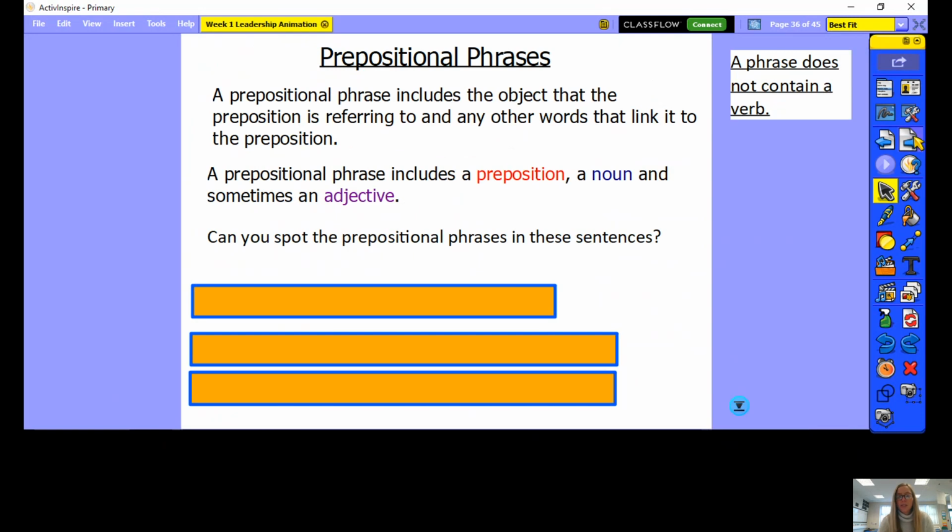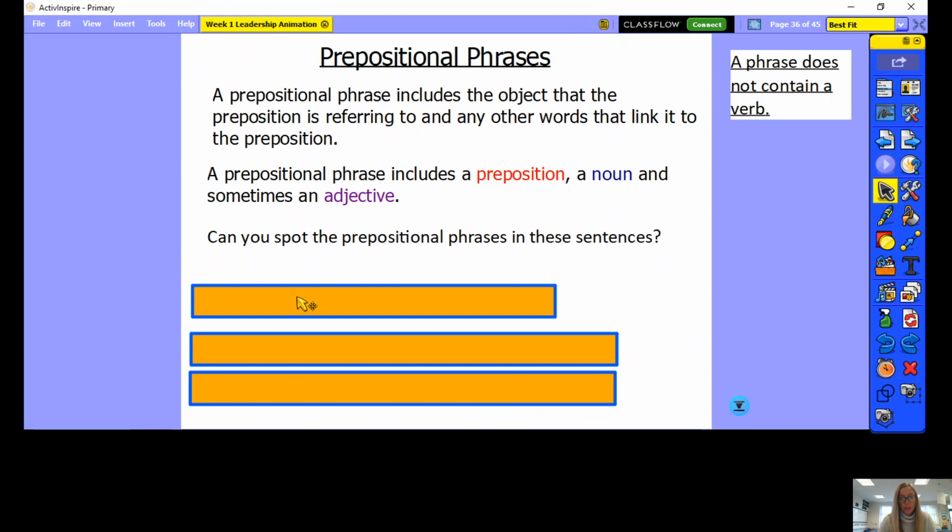So what is a prepositional phrase? A prepositional phrase includes the object that the preposition is referring to and any other words that link it to the preposition. A prepositional phrase includes a preposition, a noun, and sometimes an adjective. It does not contain a verb, and a verb, if you remember, is a doing word. An adjective is a describing word, and a noun is a thing. It could be a person or an object.